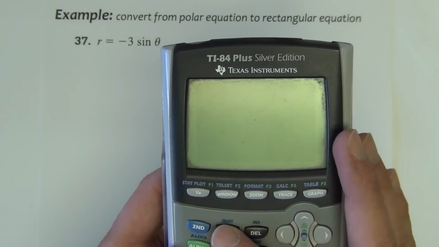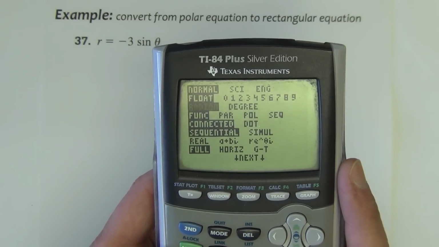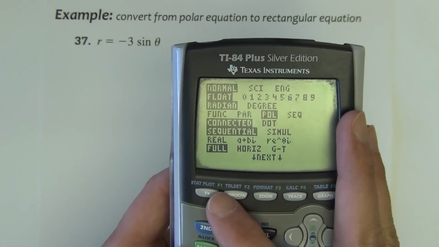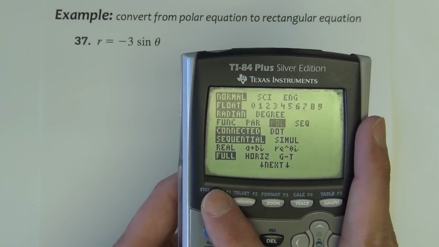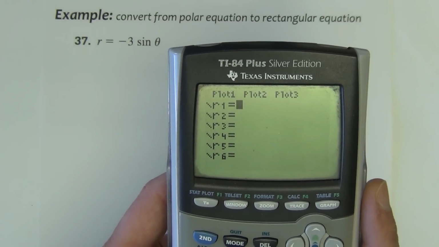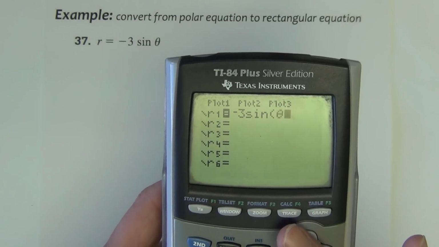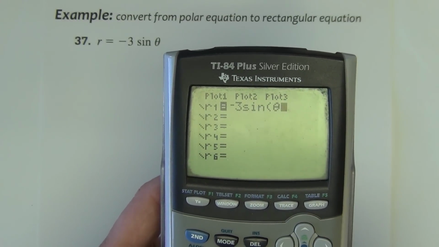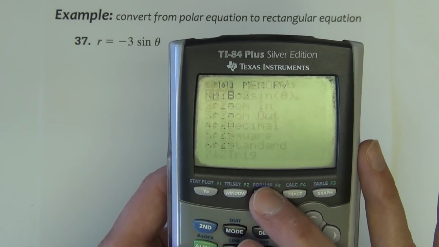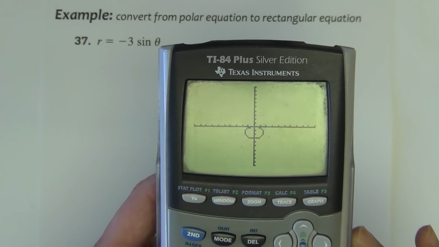So I go to the mode button right here, and the fourth one down, POL, stands for polar. Now when you hit the y equals, notice you've got r equals. Instead of y's, you can have r's. Hit -3 sine theta. The theta is just where the x normally was. I'm going to hit zoom 6, zoom standard, and we get a graph. And we get the graph of a circle.